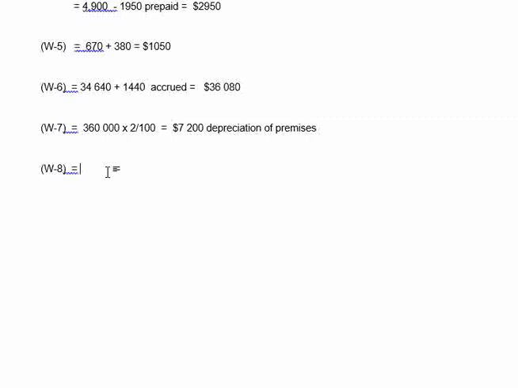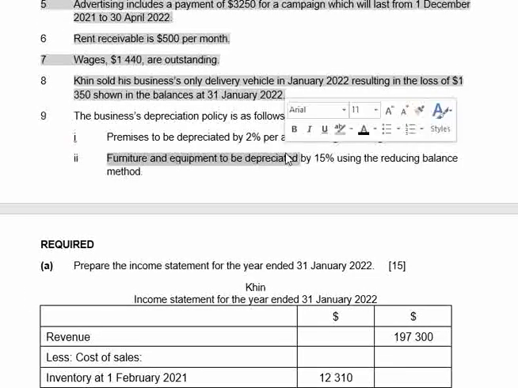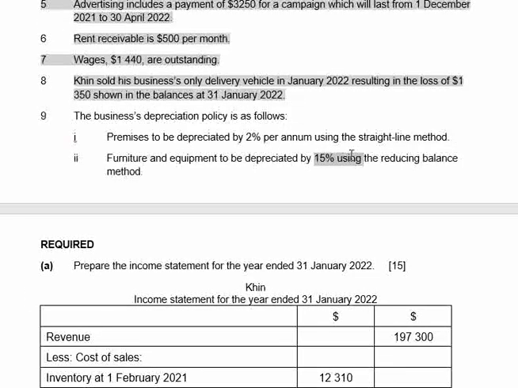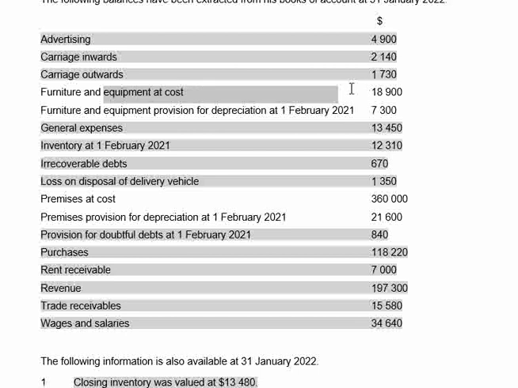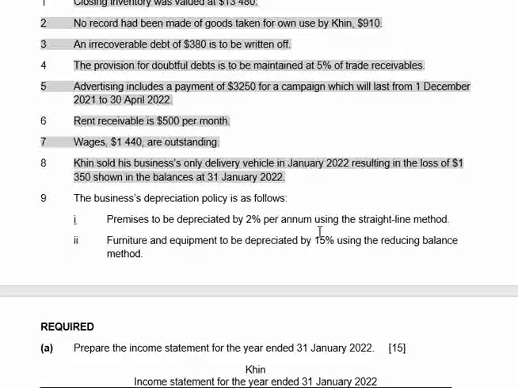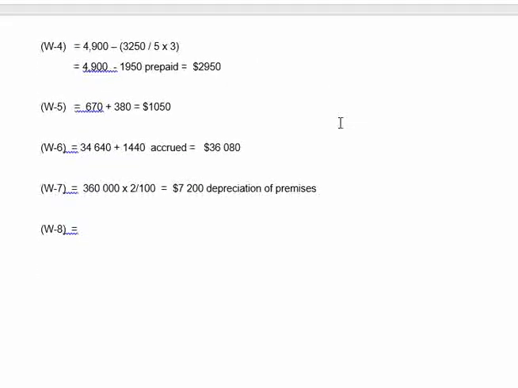Okay, let's do this working 8 and we will conclude our question. So working 8 says, in working 8 we will record furniture and equipment depreciation, which is to be recorded 15% using reducing balance method. So first we will find out what is the cost of furniture. This is 18,900. And what is the provision for depreciation? This is 7,300.